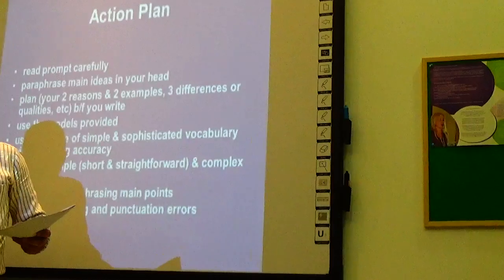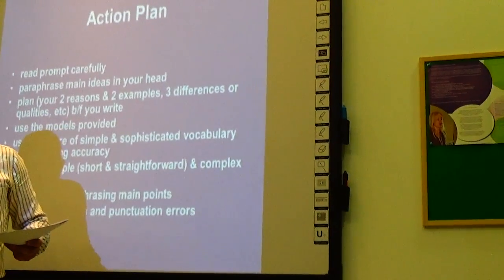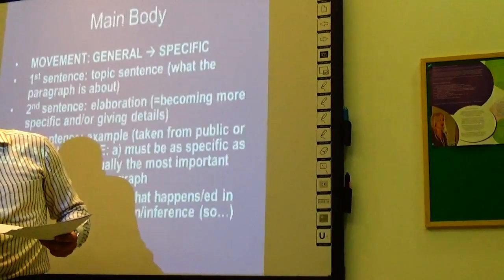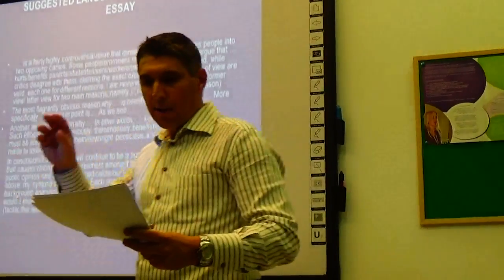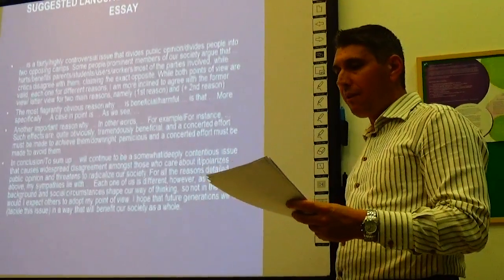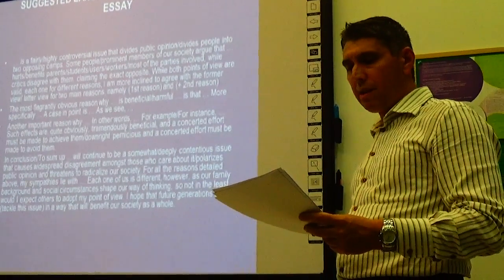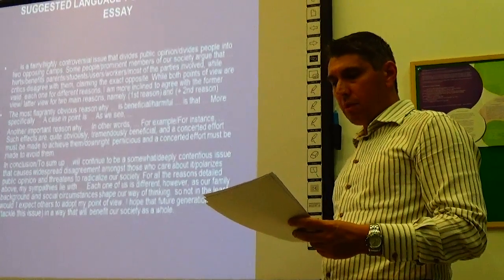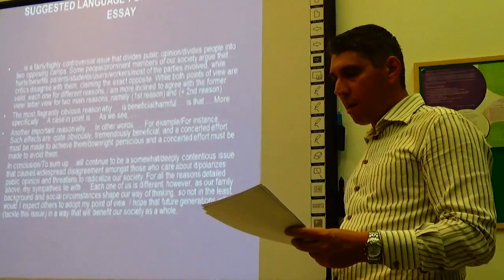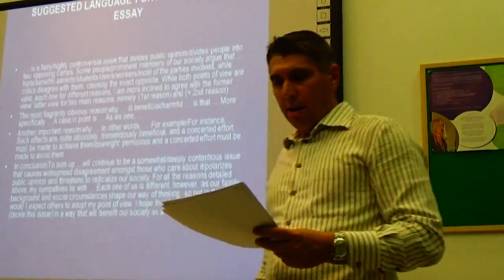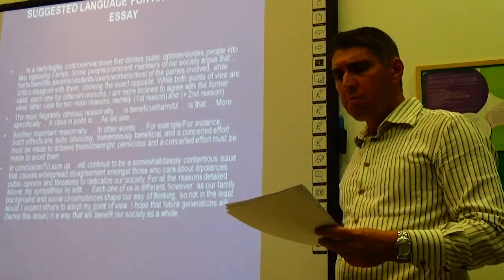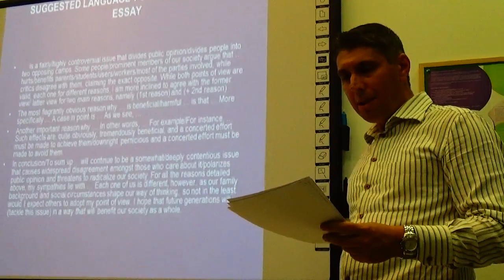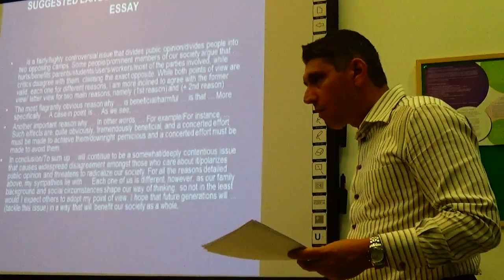So then we have to decide what the topic is, paraphrase it, and we start the essay with the first sentence in the introductory paragraph. Okay. It is a fairly or a highly controversial issue that divides public opinion, or that divides people into two opposing camps. Some people, or some prominent members of our society, argue that, and we have more dots. And then you can use some of these words, hurts, benefits, while critics disagree with them, claiming the exact opposite. Now here, what do you have to do?